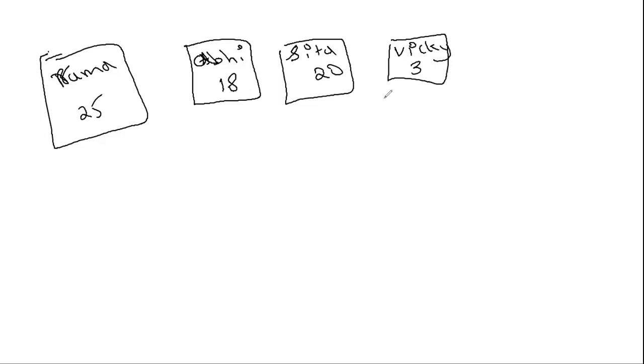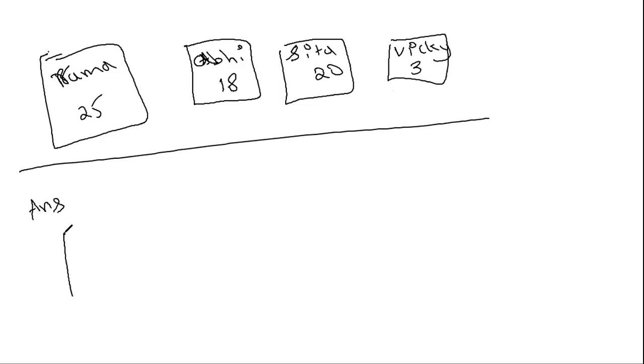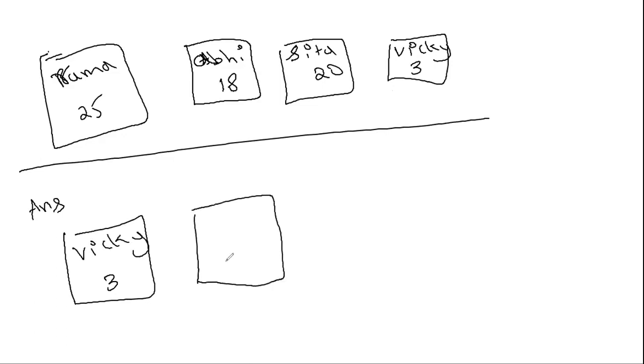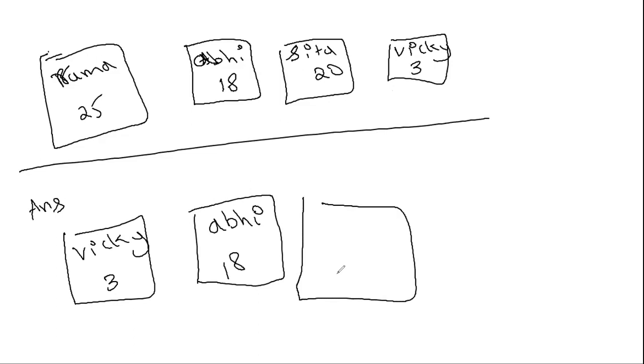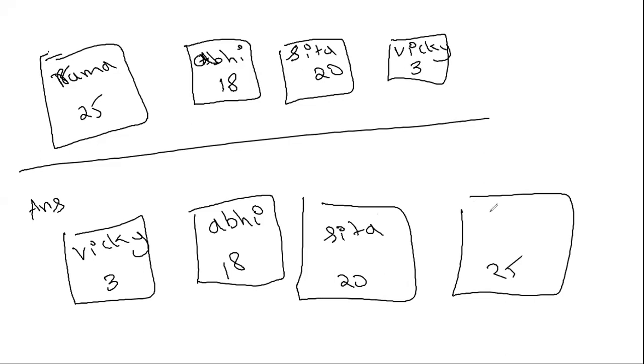So what we have to do is sort them in the ascending order of their age. The answer should be like this. First, who should come? The age 3, that is Vicky. Then the next is age 18, that is Abhi. Then the 20 age, that is Sita. Then 25, that is Rama. I hope you understood what is the input and what is the output. So this is what we have to do.